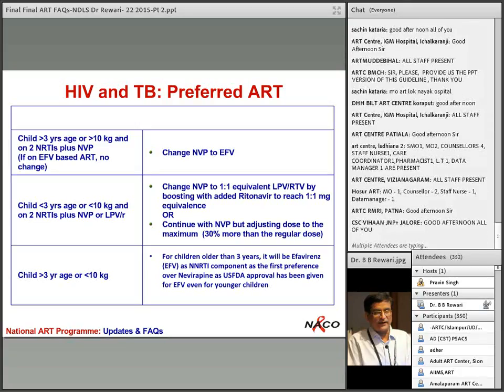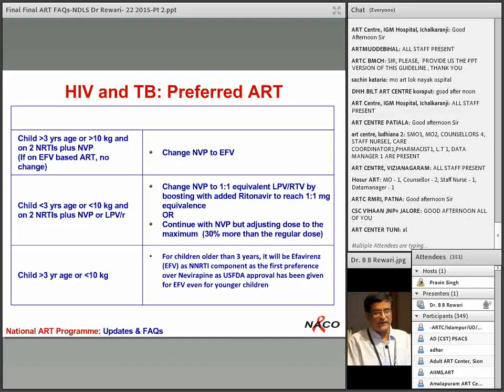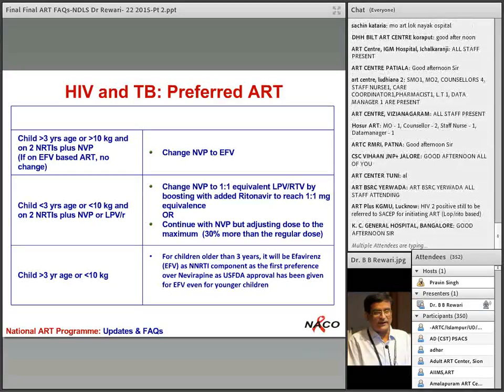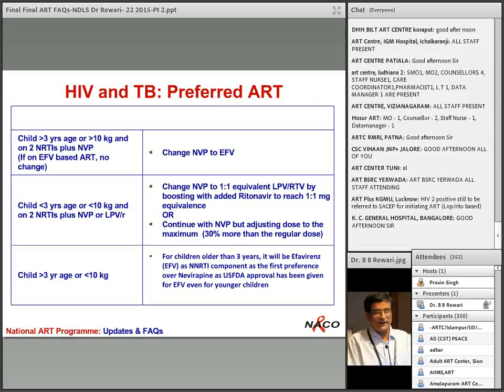and it is according to the body surface area for which guidelines have been given. Now the questions were asked of children who are more than 3 years but weight is less than 10 kg. For children older than 3 years, it will be Efavirenz, even if weight is less than 10 kg. But if age is less than 3 years, then it will be lopinavir ritonavir. I hope this is clear. If you still have queries, you can go through this slide later on. I am getting questions in between. Again, we will be compiling these questions and send you a reply by email.